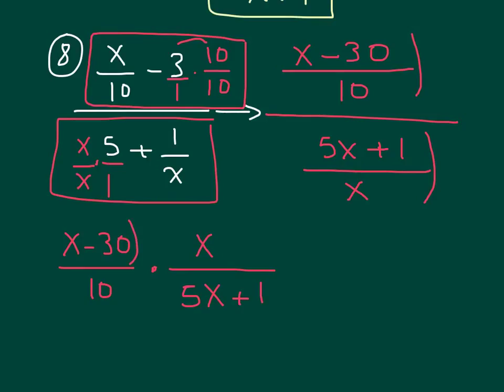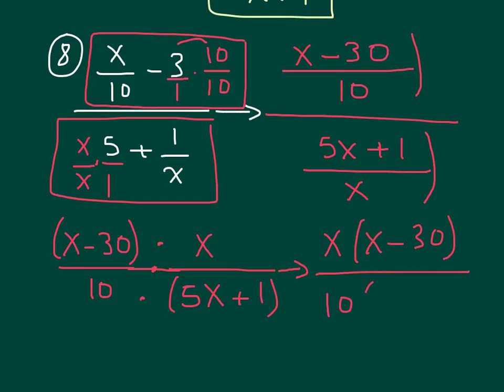Now I want you to put parentheses around the quantity and multiply right across. And as you can see, when you multiply across, nothing would reduce. So you do not have to even distribute the x on the top or 10 on the bottom because there's no need to. Nothing is going to reduce. That's your final answer. You're done.